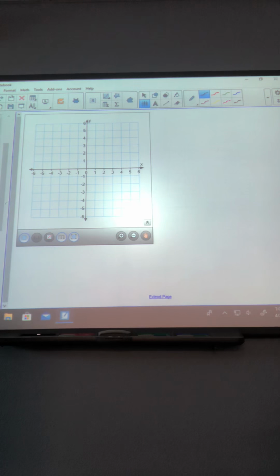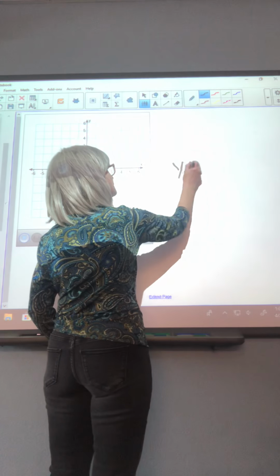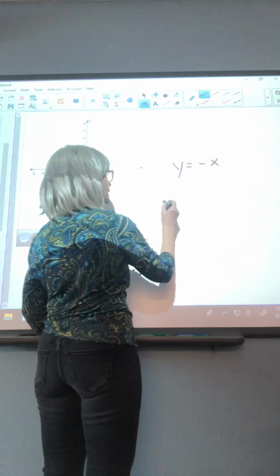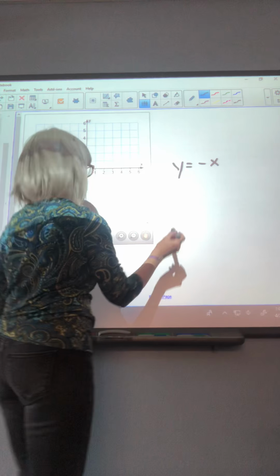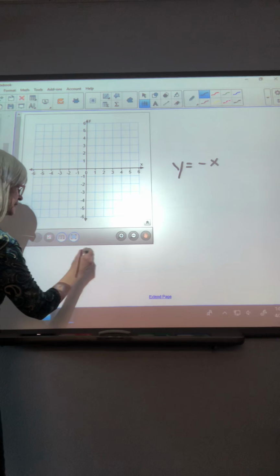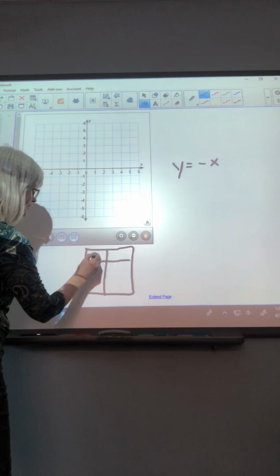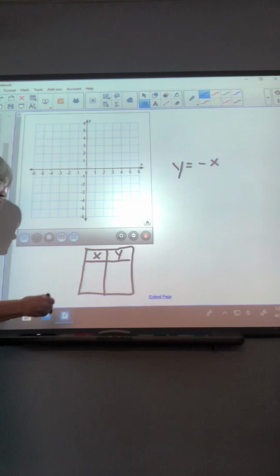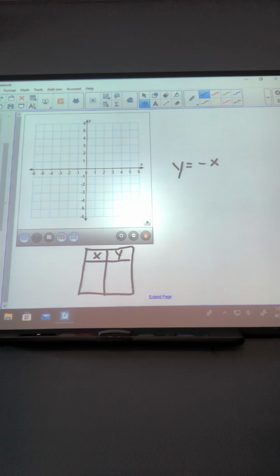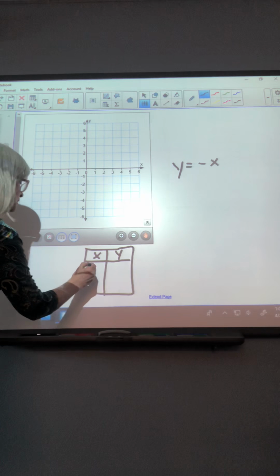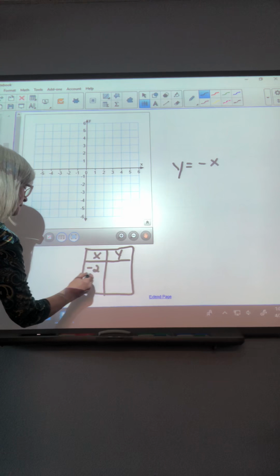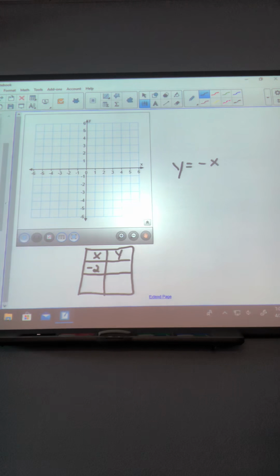So number 38 gives us the line y is equal to negative x. And then it also gives us a table. I think I'll write the table down here this time. So we've got some x choices and some y choices. So the first x choice that they give you is negative 2. The second x choice that they give you is negative 1.